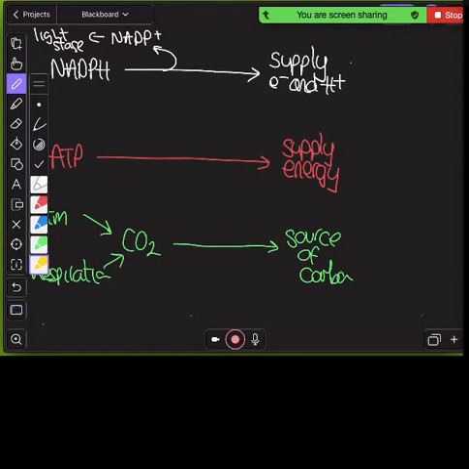So once we have electrons and protons supplied, once we have energy supplied, and once we have our source of carbon, all of those things together really simply combine to make a carbohydrate. So we go back to chapter 3 when we did biomolecules, and there is a general formula for carbohydrates. It's the thing with the X's and the Y's. Can anyone remember what that is?